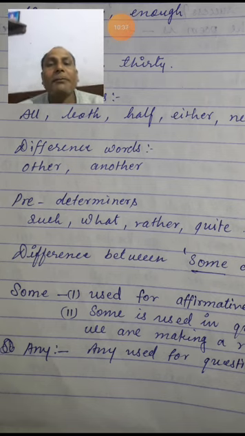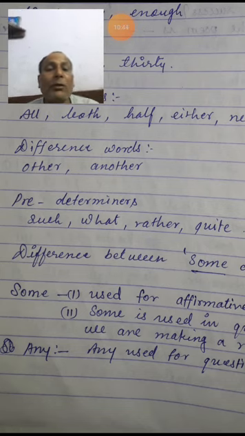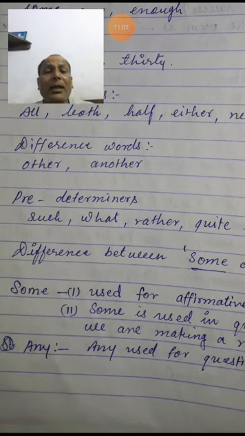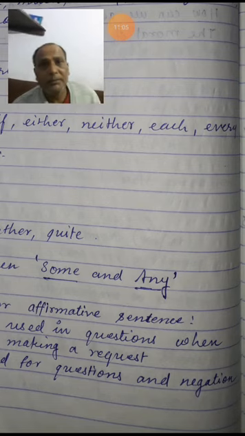To go through these, you have to make some points and understand them. Some is used for affirmative sentences. Affirmative sentences means when we speak something in a positive way. And second, some is used in questions when we are making a request. Any is used for questions and negations.